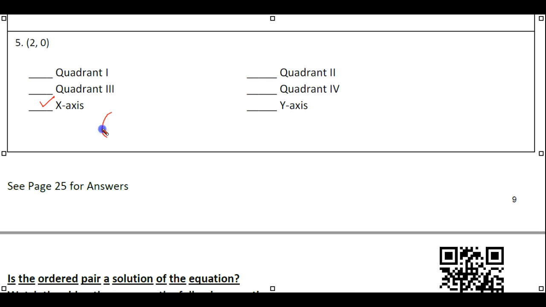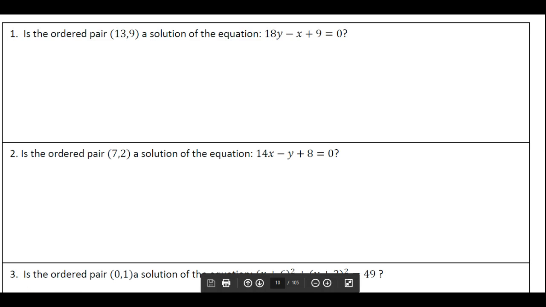And as a little review, we said the y-intercept has this form, (0, b), and this x-intercept has the form (a, 0). This was in our formula chart back in the beginning of this booklet. And of course the answers are on page 25 as well. As we go to the next page, we're wondering, is this ordered pair a solution for this equation in two variables?